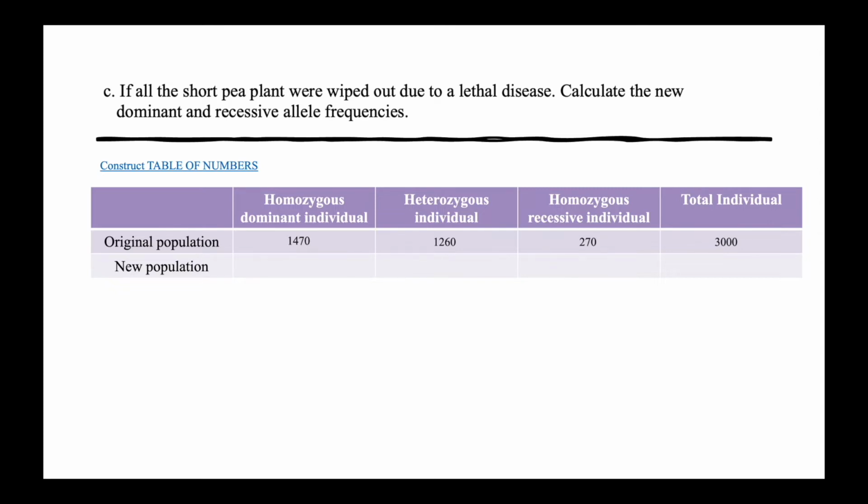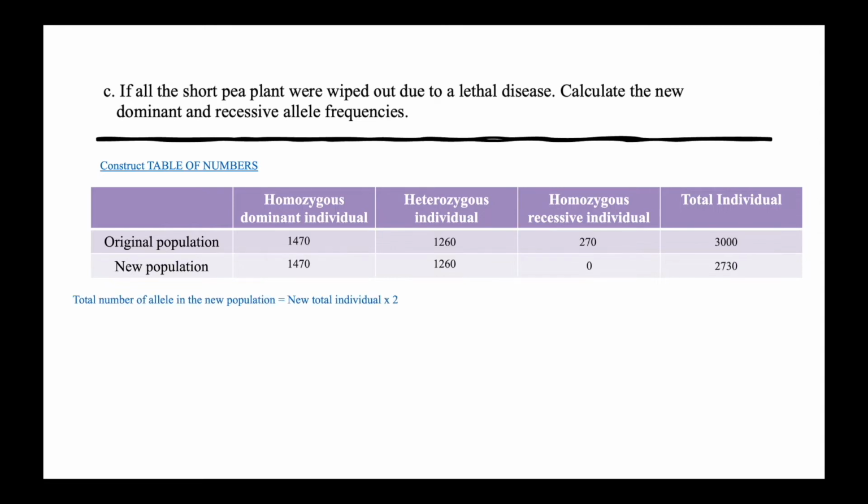Since all the short pea plant were wiped out due to a lethal disease, in the new population, the number of homozygous recessive individuals becomes 0. The number of homozygous dominant individuals and the number of heterozygous individuals remains the same. Since the new population are now lacking 270 individuals, the total number of individuals in the new population becomes 2,730.